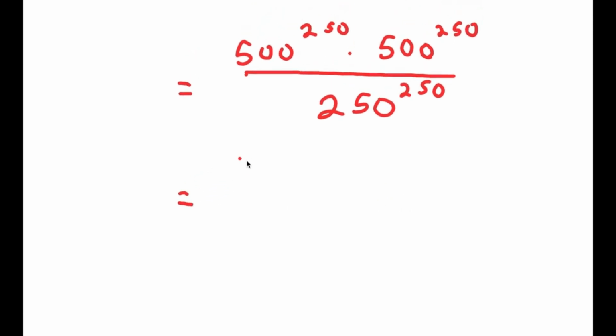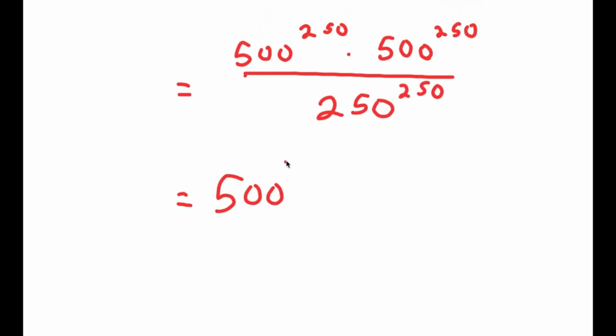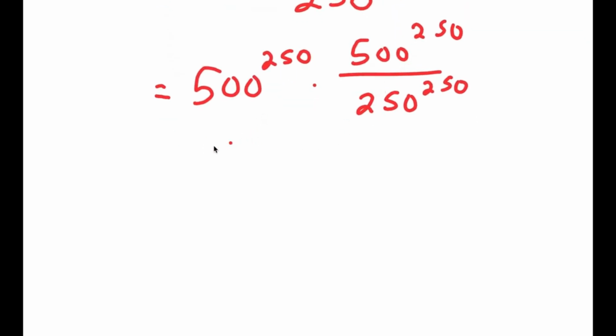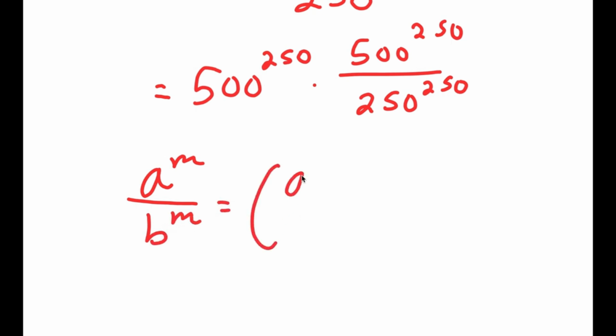Now this is the same thing as 500 to the power of 250 times 500 to the power of 250 over 250 to the power of 250. Now, if I have something in the form a to the power of m over b to the power of m, this is equal to a over b to the power of m.